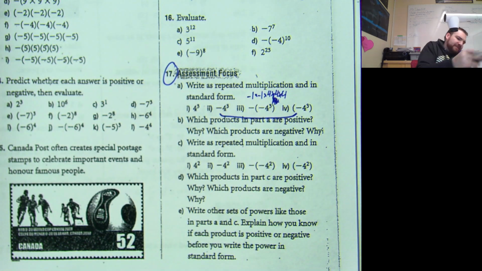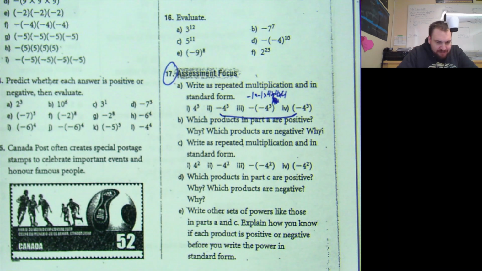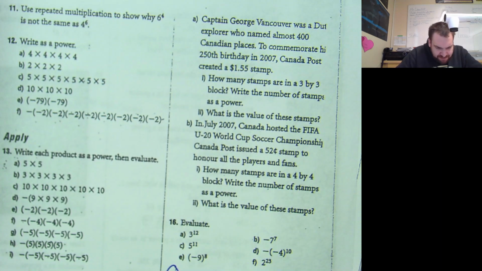I don't think I assigned 15. Okay, so it's just about stamps. It's a word problem with stamps. How many stamps are in a 3x3 block? I'm assuming 3x3 is just like a standard piece of paper, but made up into stamps. No, I did not assign this.